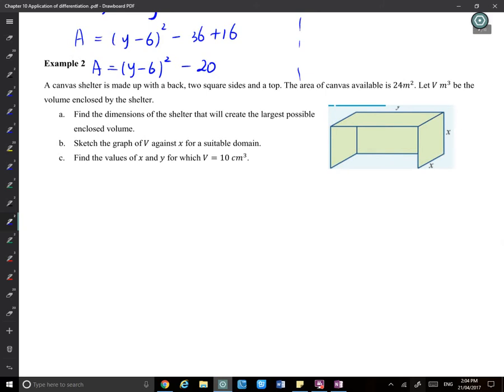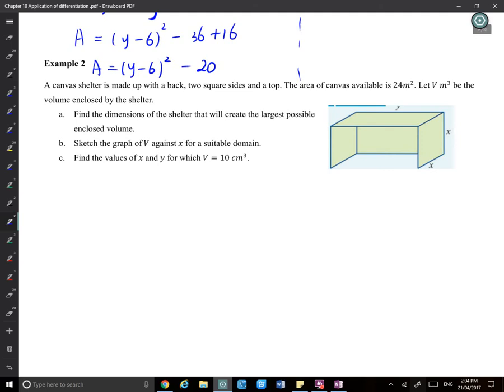Example 2. Okay, a shelter is made up of a back, 2 square sides, and a top. So 4 faces. The total area of that is 24 square meters. Okay, the whole 4 pieces is 24 square meters. Let V be the volume enclosed by the shelter. Find the dimensions that will create the largest possible enclosed volume. So first, for this type of question, we need to set up the x and y relationship.